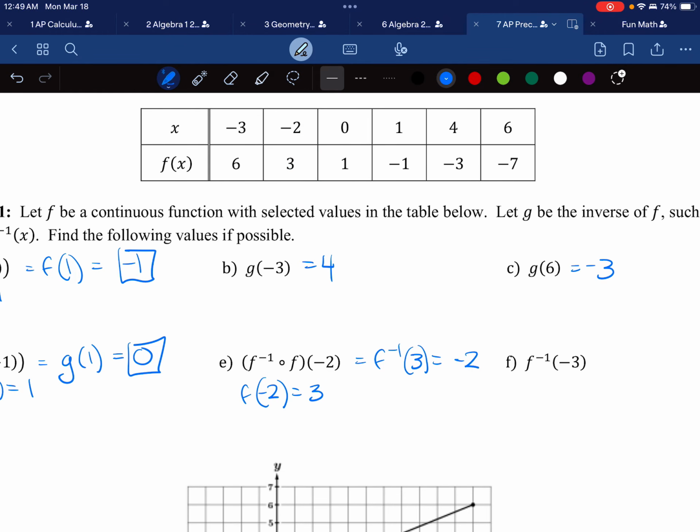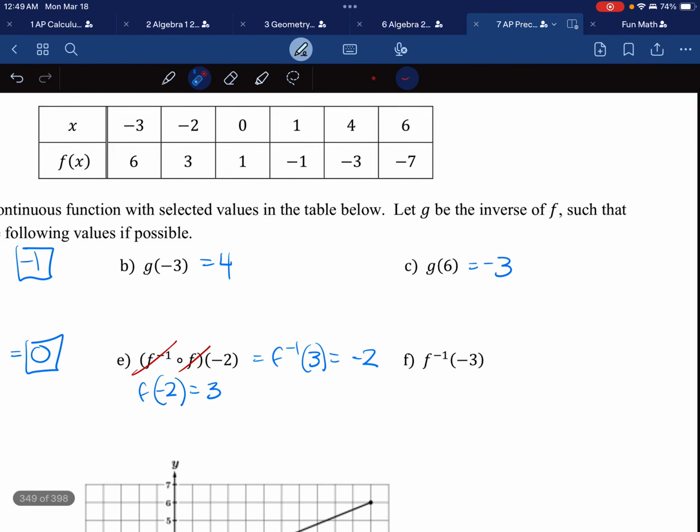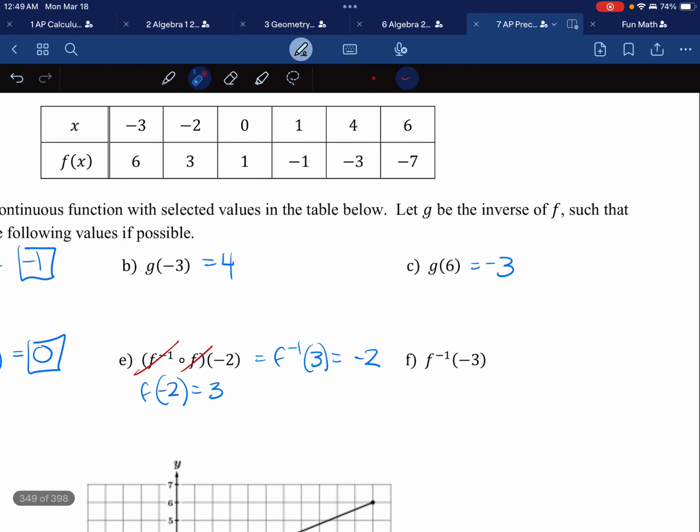To -2. And just remember that there's a fancy way of doing this. f inverse and f, they cancel each other out. They should have just canceled each other out, and the answer should have just been -2, which we did get, but it's a silly way of getting there. I should have just crossed both of those out. Then finally, f inverse of -3. That means I'm starting with -3, and I'm going to go backwards, and I get to 4.